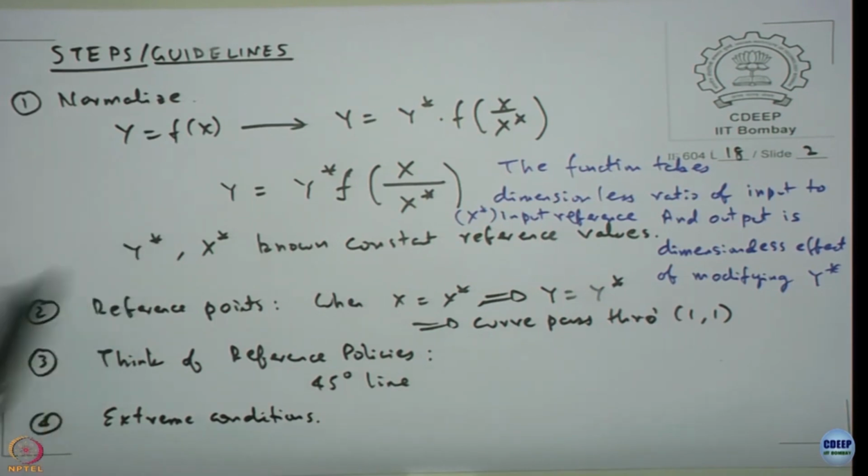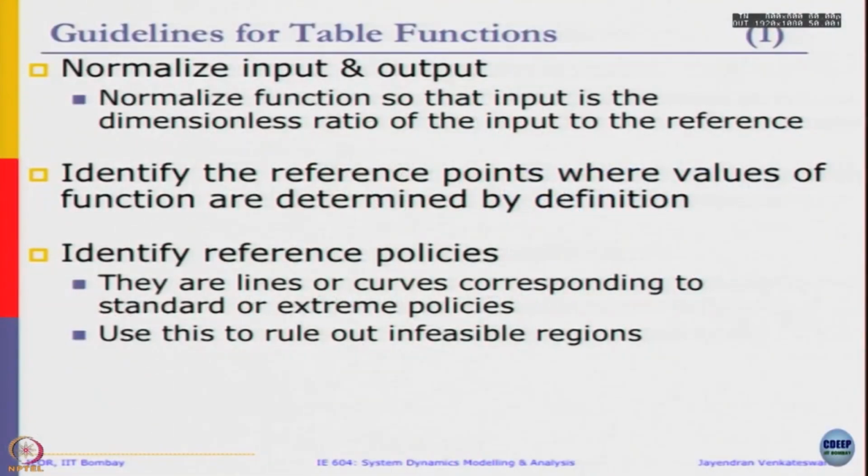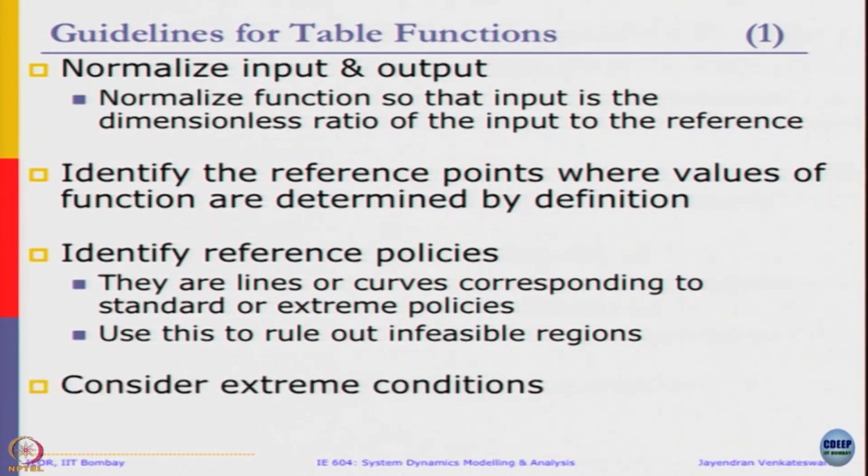Though we are starting here, there is a hidden step which I didn't mention in normalize. While we normalize, first we have to identify our y star and x star and identify those ratios first. That will be like hidden step 0, then we normalize. We will learn it through an example. So let us go back to our slides. Step 1 is to normalize, step 2 is to identify reference points where values of the function are determined by definition. Identify some reference policies, which are lines or curves corresponding to standard or extreme policies that you are aware of. You can use this to identify infeasible regions. Then we consider extreme conditions.